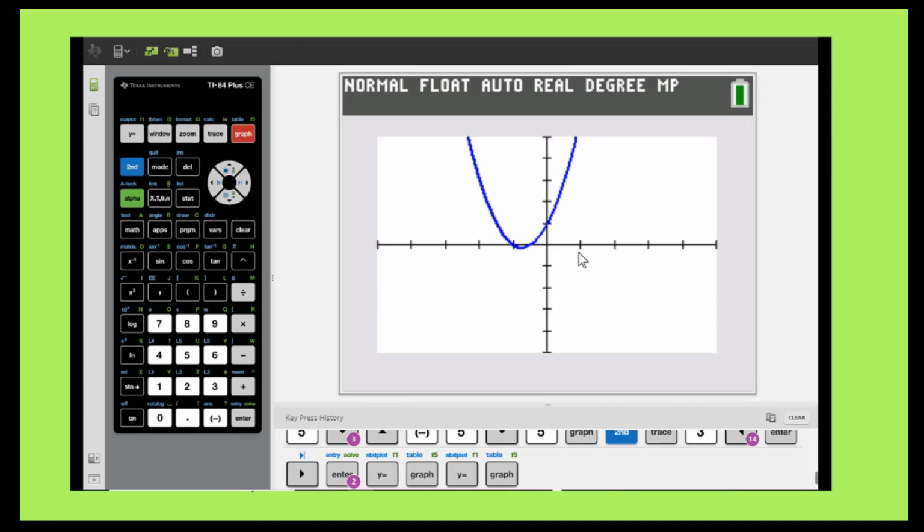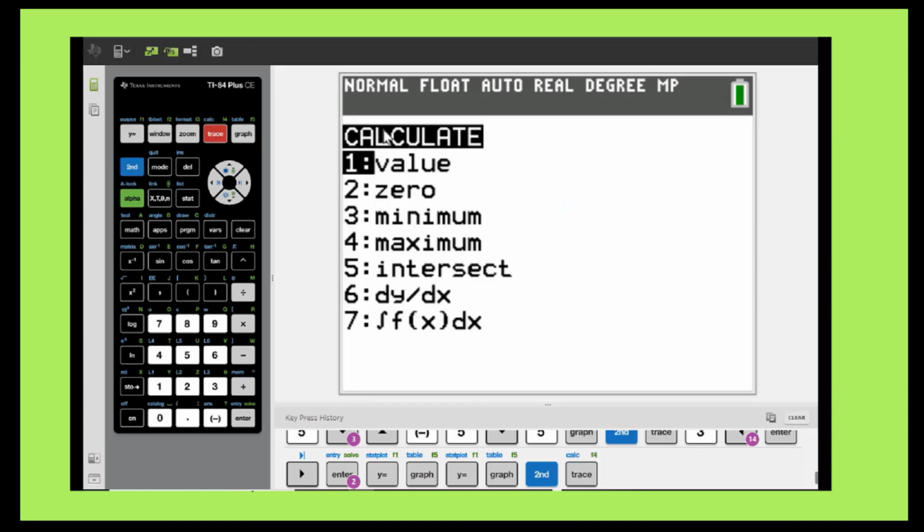You will also see that I adjusted the window so that I'm going from -5 to +5 on the y and -5 to +5 on the x. That's just because it's so close to the x-axis, I want to have a little bit of room. So then what I'm going to do is hit second, and you've got this little word up here that says calc. So it's the trace button, and that means it's going to calculate something.